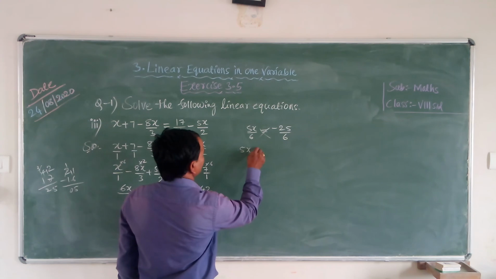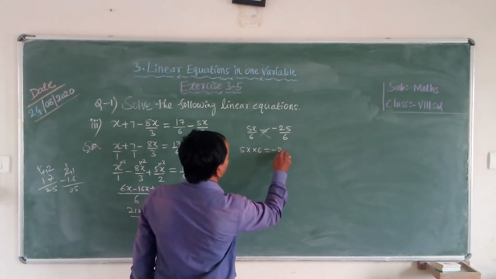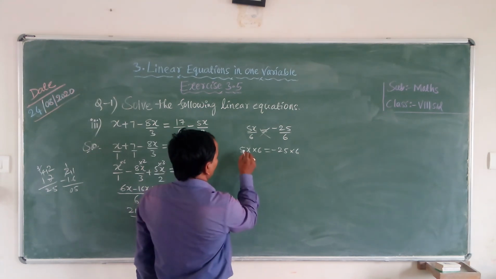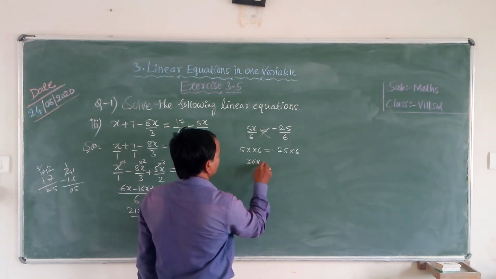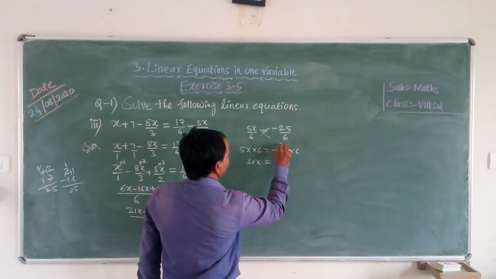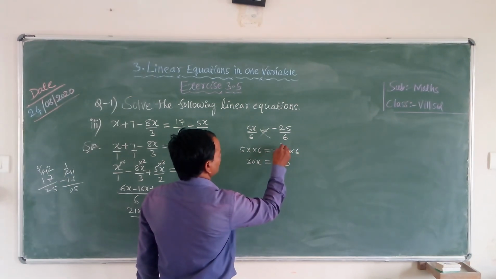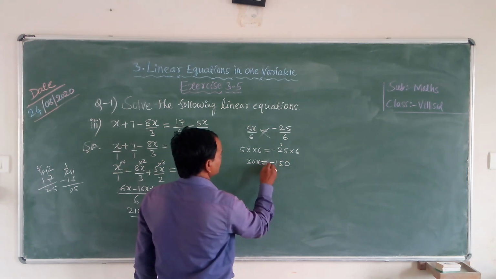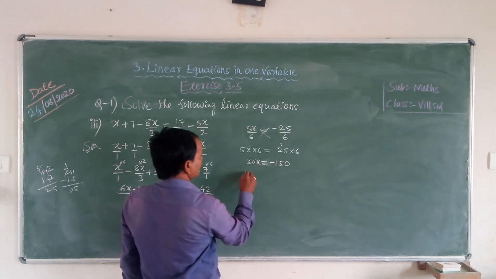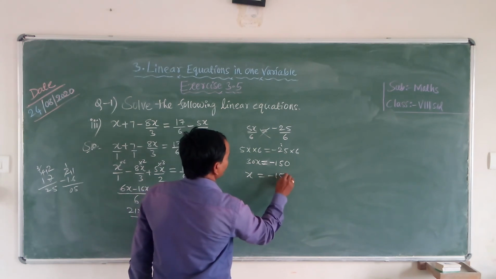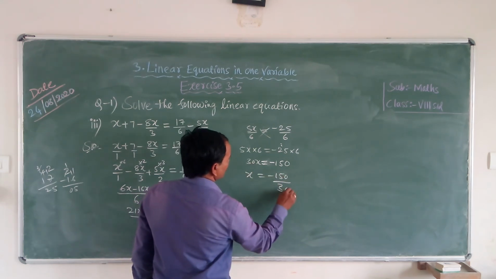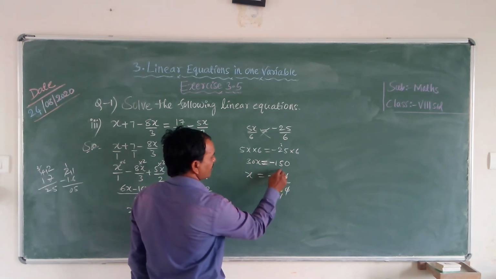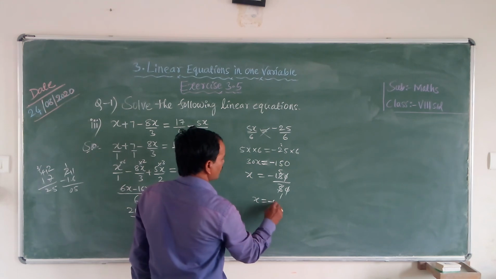So 5x into 6 is equal to minus 25 into 6. Now 6 5s are 30x is equal to... 6 5s are 30, carry 3, 6 2s are 12, 12 plus 3 is 15. So is equal to minus 150. So x is equal to minus 150 divided by 30. So this 0 and 0 get cancelled. 3 1s are 3, 3 5s are 15. So x is equal to minus 5.